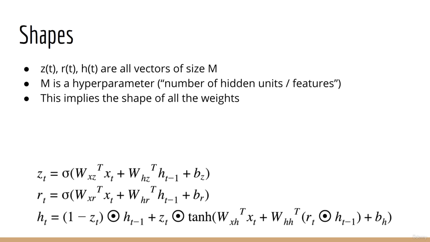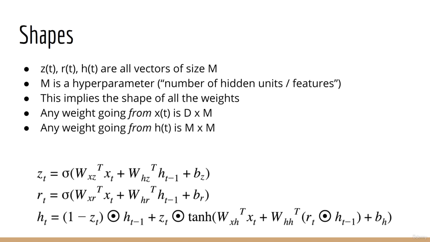If a weight is going from x of t to one of the gate vectors, then it must be of size d by m. If a weight is going from h of t minus 1 to one of the gate vectors, then it must be of size m by m. And of course, since all the vectors are of size m, then all of the bias terms must also be of size m.